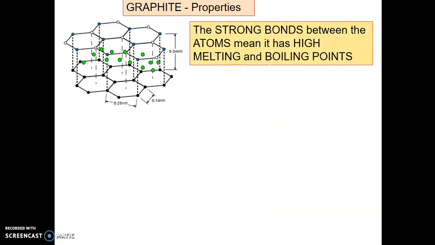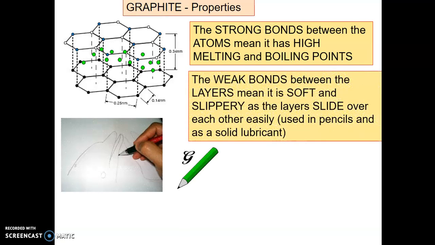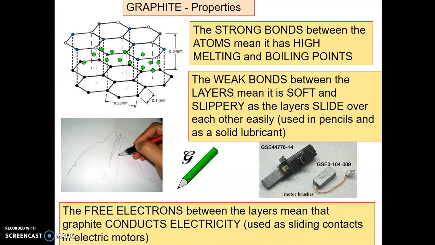What that means is, graphite still has high melting and high boiling point because it still takes a lot of energy to break the bonds between the carbon atoms, but unlike diamond, it is very soft and slippery because the layers will slide over each other, and because it has free electrons between the layers, that means graphite does conduct electricity. Okay, unlike other covalent substances, graphite does conduct electricity because the free electrons between the layers, shown in green here, can move through the structure and carry electrical charge.